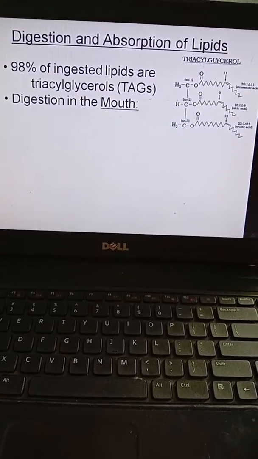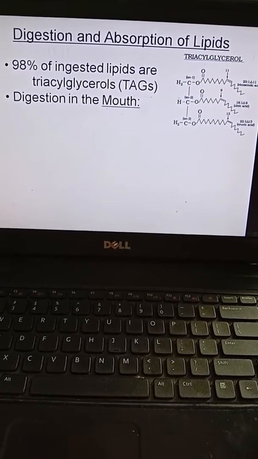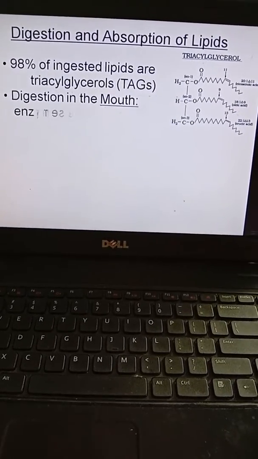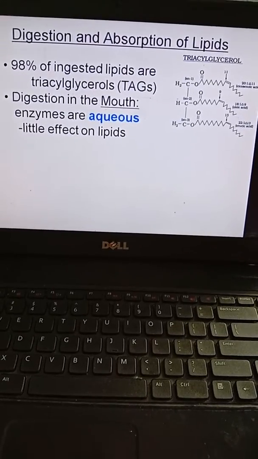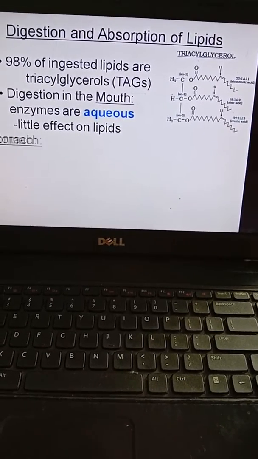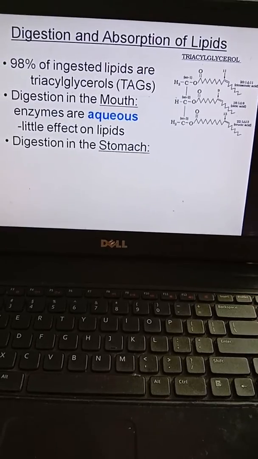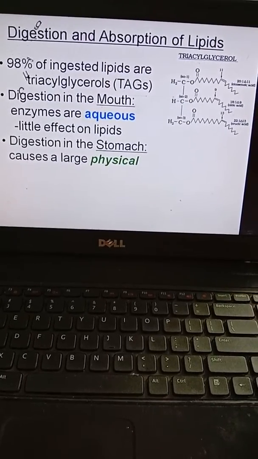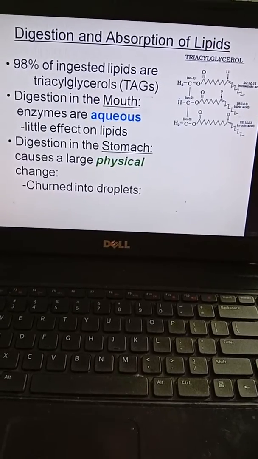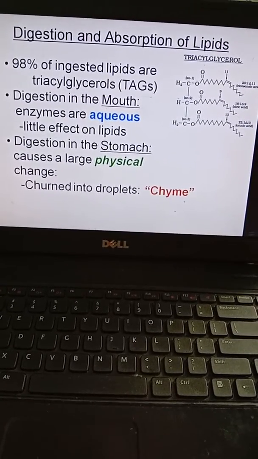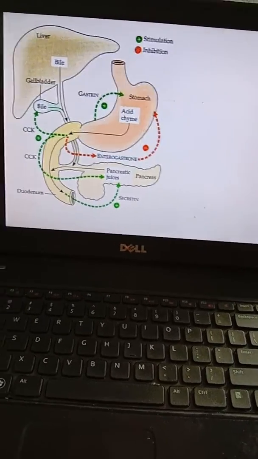Now, digestion and absorption of lipids. About 98% of the ingested lipids are triacylglycerol. First of all, digestion begins in the mouth, but the enzymes are aqueous, so they have little effect on lipids. Now, digestion in the stomach. There is a large physical change and the lipids are churned into droplets. Next, this is known as chyme.